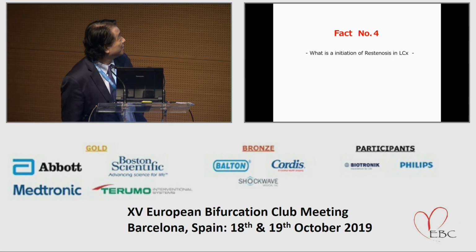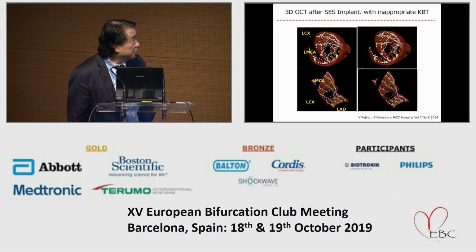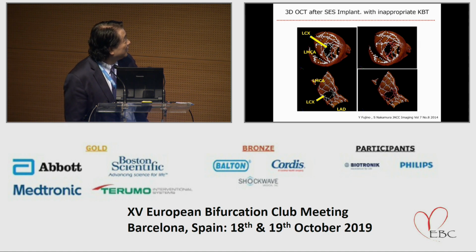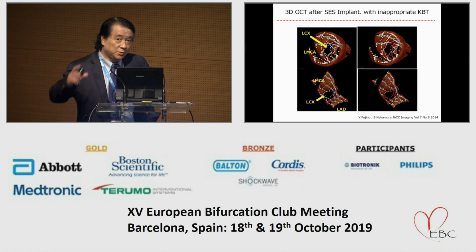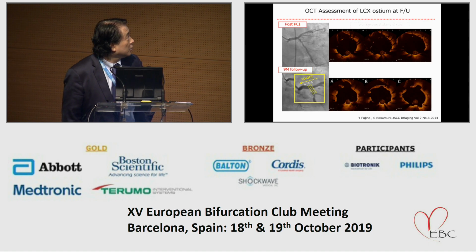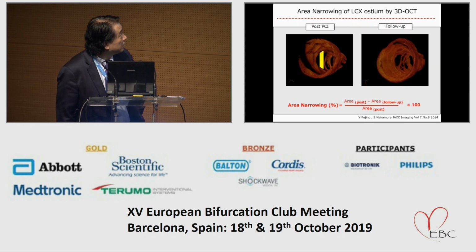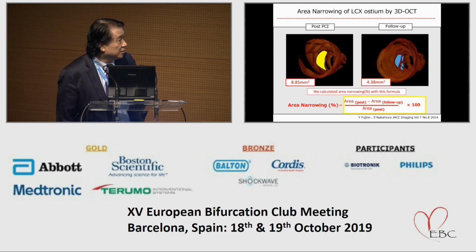Fact number 4. What is the initiation of the circumflex ostium restenosis? We have done a lot of OCT studies in these 10 years. Yusuke Fujino, my junior, reported in JACC Cardiovascular Interventions, JACC Imaging. If you do left main stenting into the LAD, and this is a Cipher, so crossing the cell, even after the KBT, we can see multiple struts. Around the multiple struts, we have neointimal proliferation. Currently, we know this is, I think, one of the main causes of restenosis.